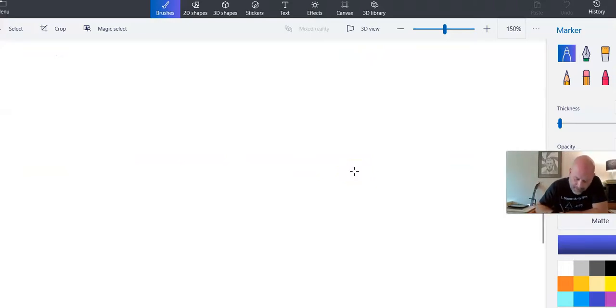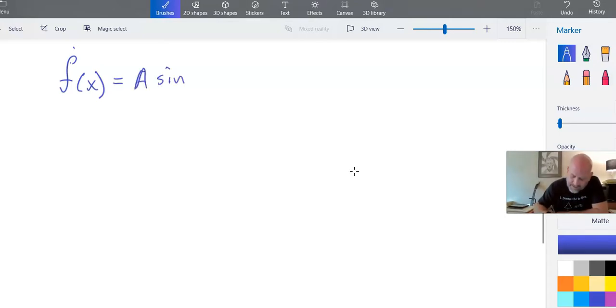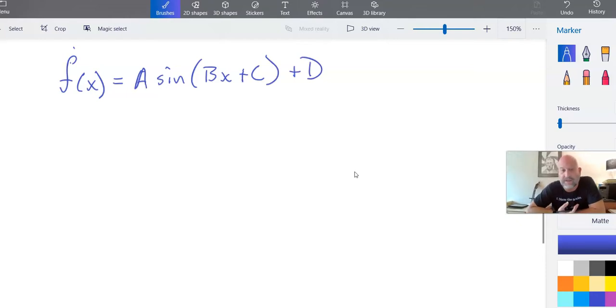Okay, so looking at the last function we just looked at, the demonstration I just put up, what I was trying to draw or write on here that didn't really come out the way I wanted, was that this function is set up so we have a sine of bx plus c plus d. Okay, so there's a bunch of stuff in here. Now, a is the amplitude, right? Or actually the absolute value of a is the amplitude.